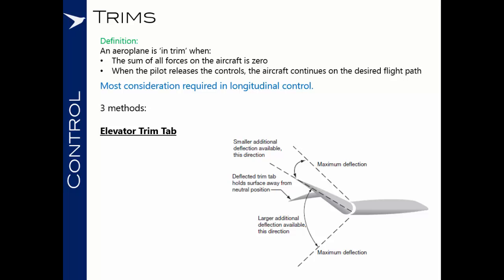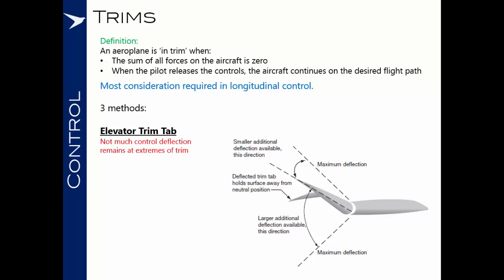So in this case, let's consider this wing diagram to be the tailplane and the main control surface to be the elevator. The elevator trim tab will be the small surface which is projecting in the opposite direction to the deflection of the main elevator.